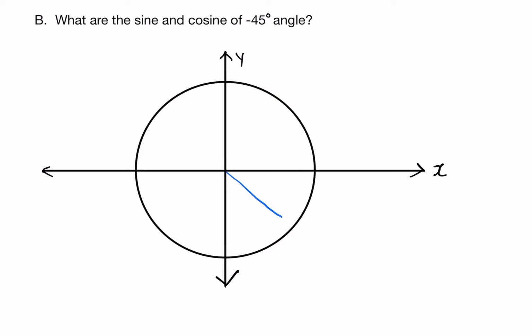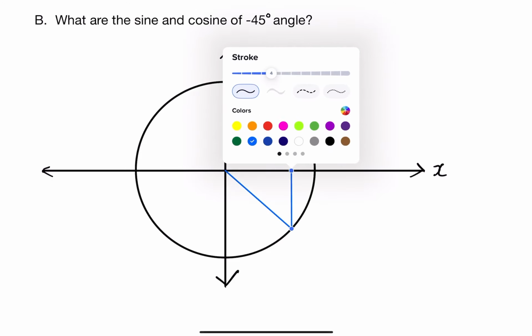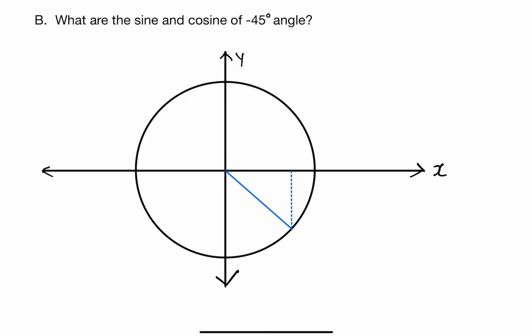Okay, so we can go ahead and draw that line, and then we can go ahead and drop the side, creating a right angle. And I'm going to go ahead and make this dotted and make sure to label that right angle. Okay, now we know that this is 45 degrees, and so this is going to be a 45, 45, 90 triangle.